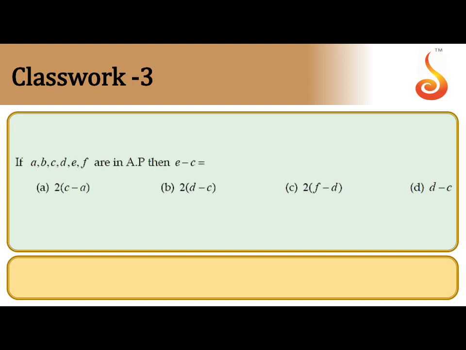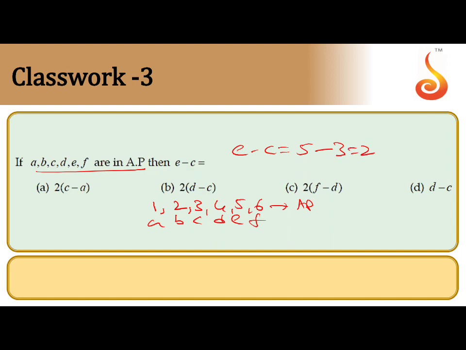Next, a, b, c, d, e, f are in AP, then they are asking the value of e minus c. In this case, we can take some values of a, b, c, d, e, f. Any AP can be taken. For example, I will take 1, 2, 3, 4, 5, 6. This forms an AP. This is for time saving. So I want to calculate the e minus c value. e is 5 minus 3, that is 2. So the value of e minus c is 2. We can check the options by substituting the values of a, b, c, d, e, f in the options. That is called the verification method.